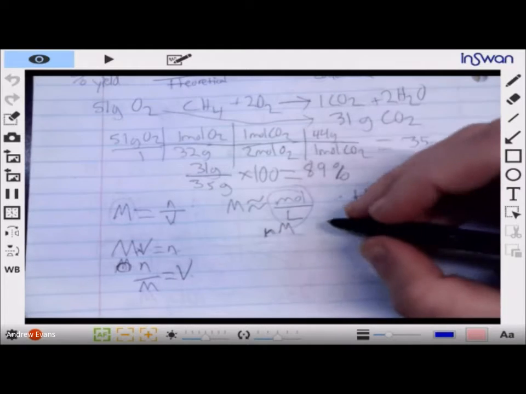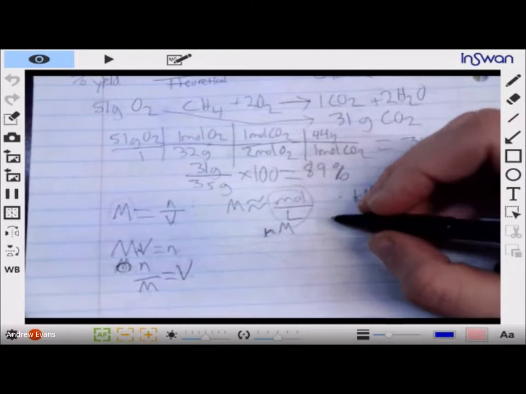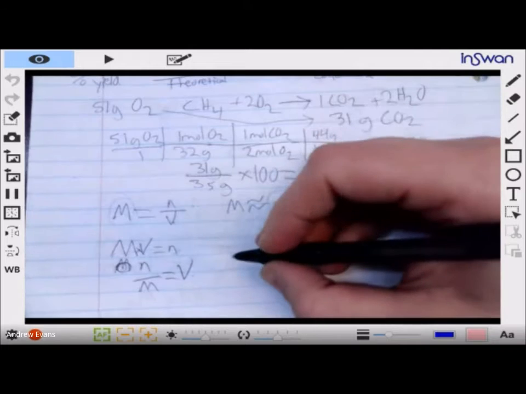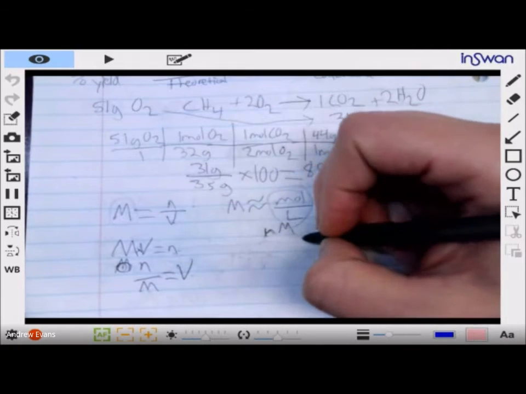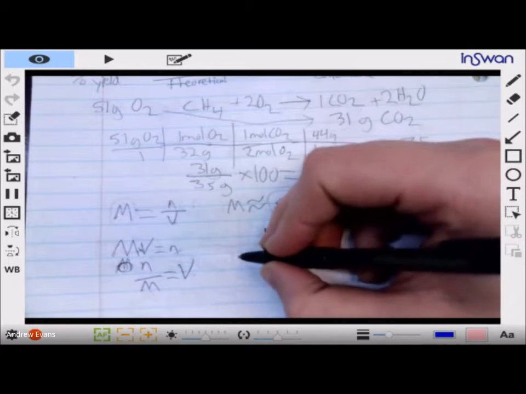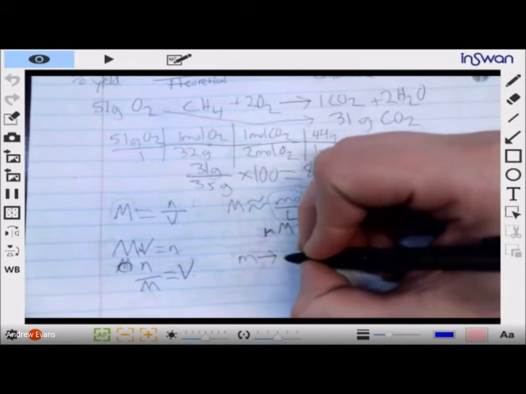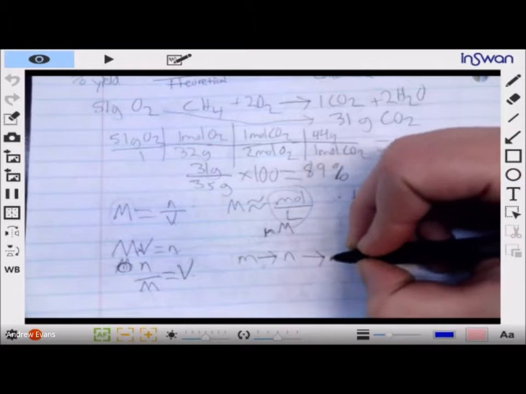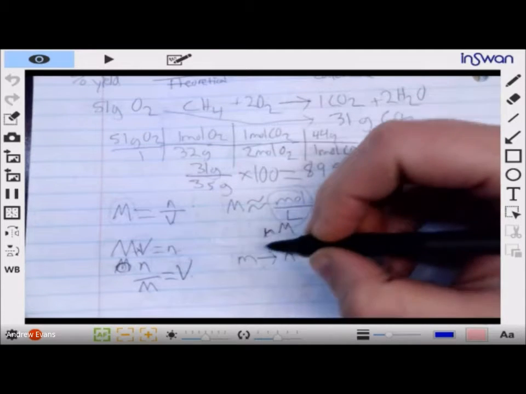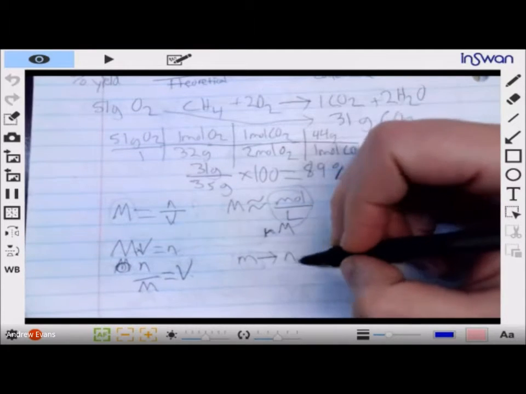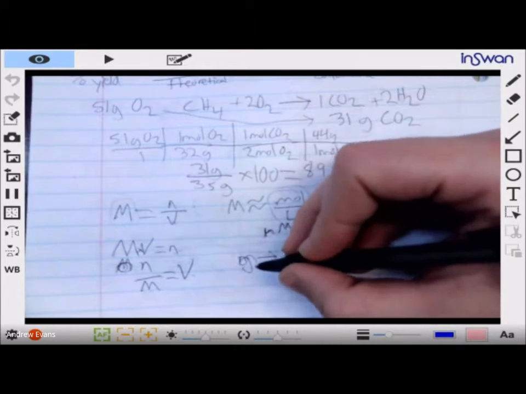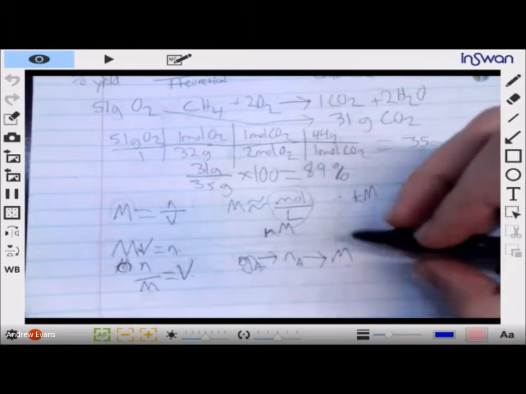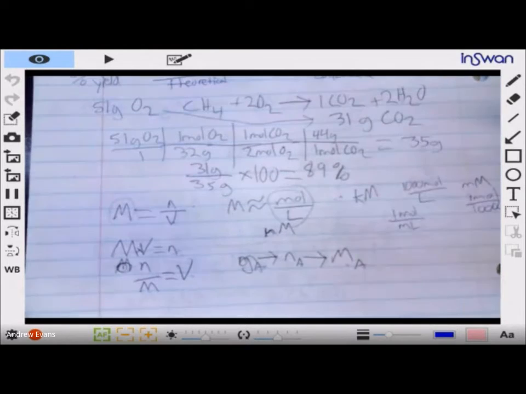So don't take that too harshly. Also, we can go from grams to molarity, and simply we go from mass to moles to molarity, just the same way as we went from grams of A to grams of B. We can go from grams of A to moles of A to molarity of A. Relatively straightforward.